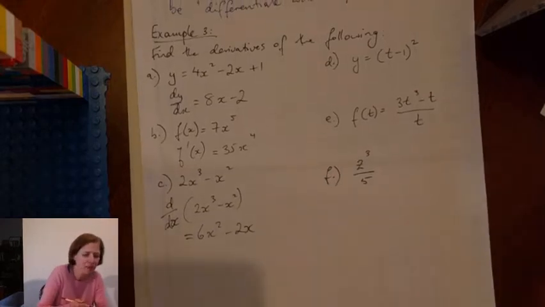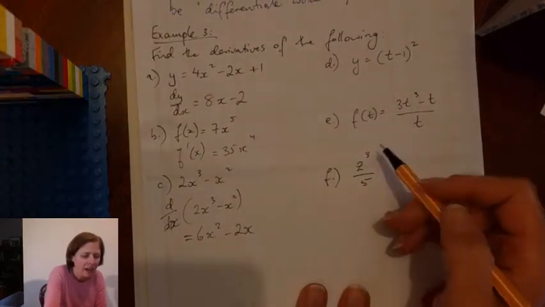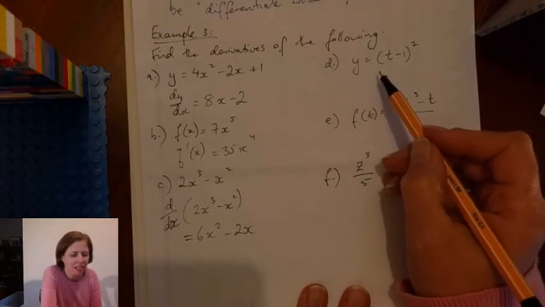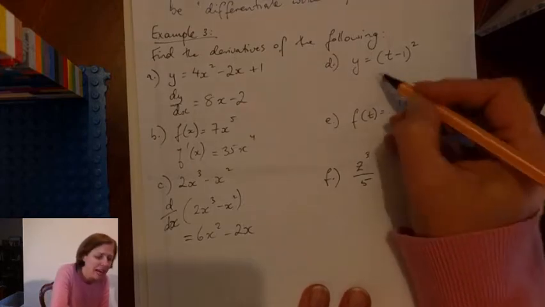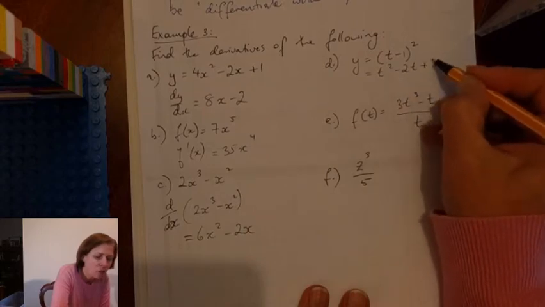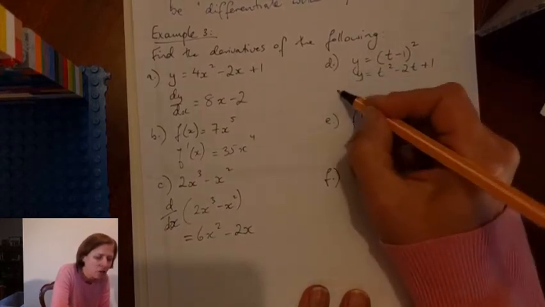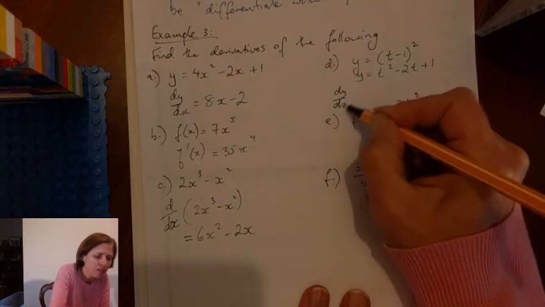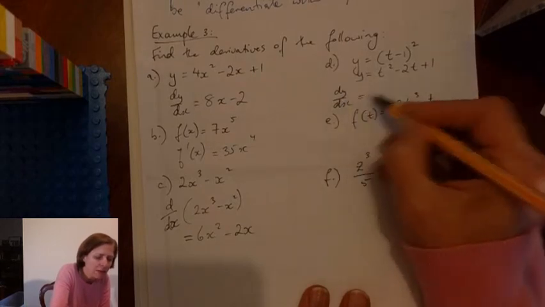Okay, 3 more examples. I'll work through them quickly. For this example, the easiest thing to do here is first to expand. So I'm going to get t squared minus 2t plus 1. That's y. So I need dy dx, because I'm starting with y, equals 2t minus 2.